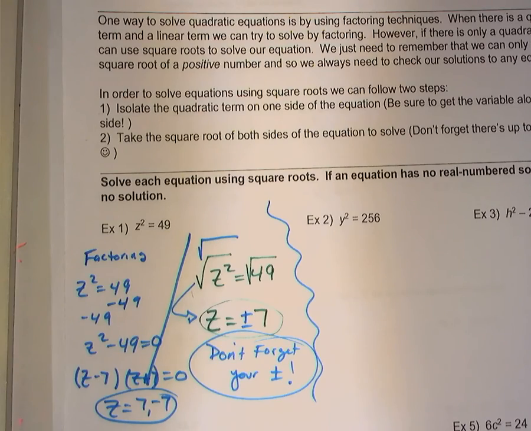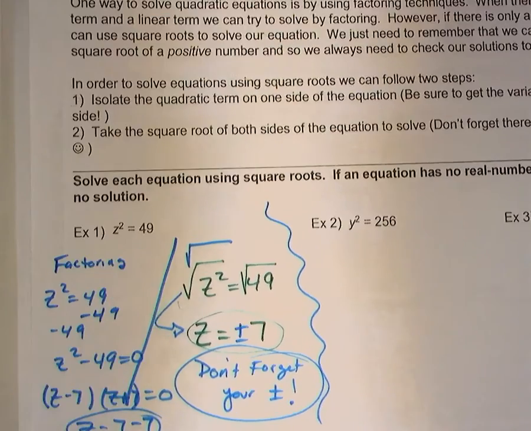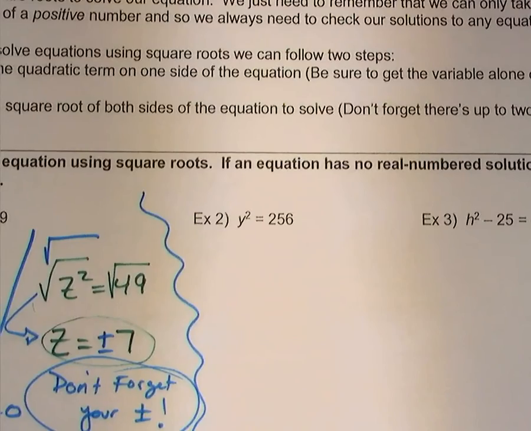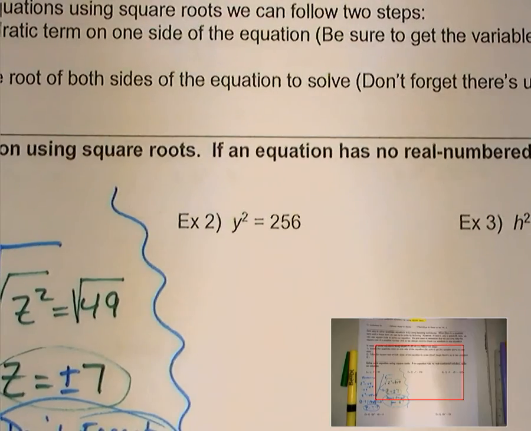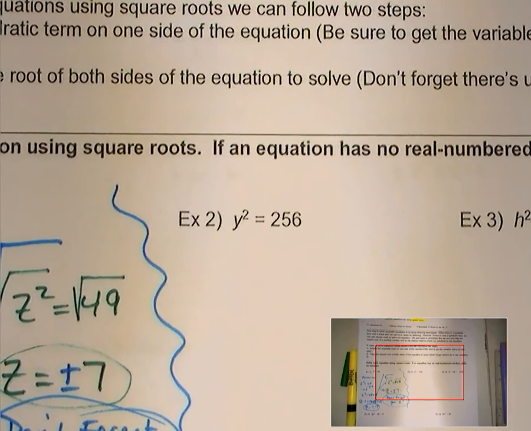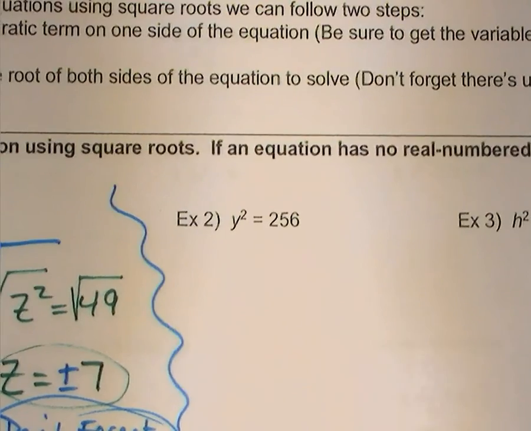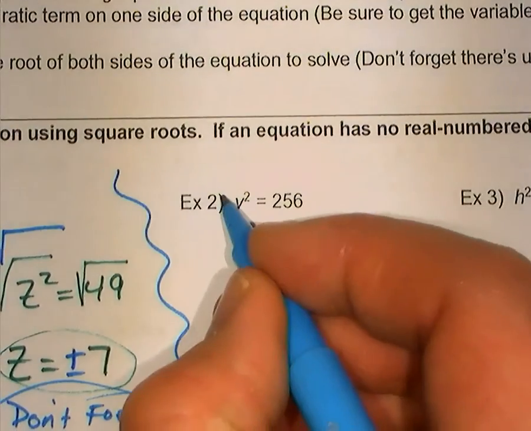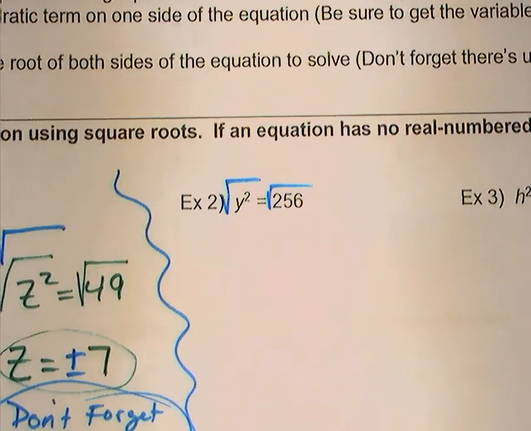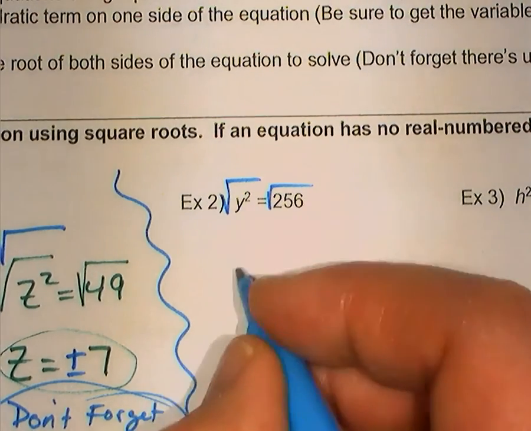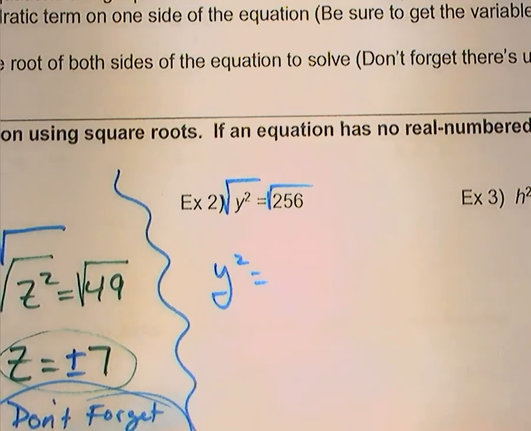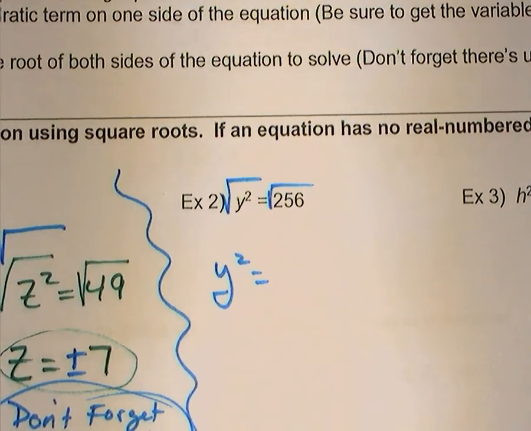All right, so let's take a look at number 2. We don't need to factor anymore. We're just going to use the new step. The new thing to do is if I have y squared equals my number, all I have to do to solve for y is square root both sides. So we square root, and the square root of 256. What's the square root of 256? Okay, 16.